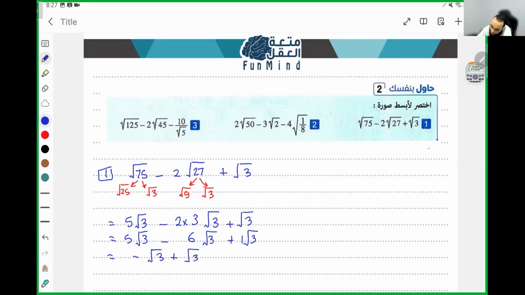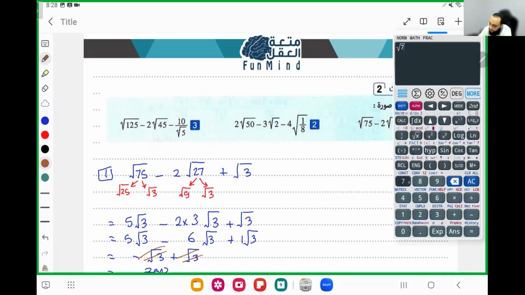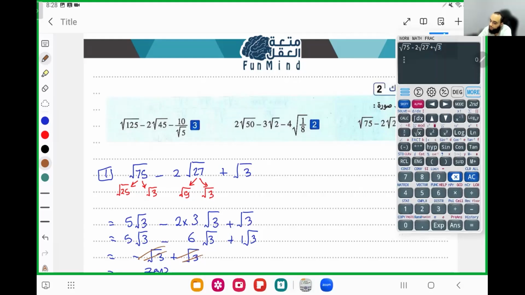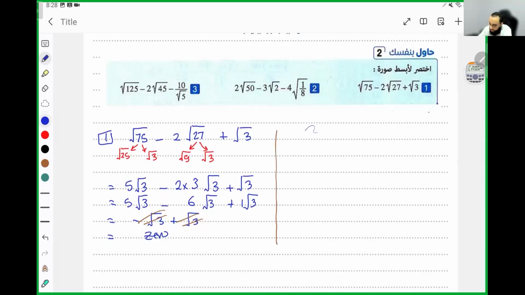Actually, it's 0. Negative 1 and positive 1. Let's check the calculator. Root 75 minus 2 root 27 plus root 3. Yes, it's 0. We are correct. Okay? Let's get the next. Number 2.